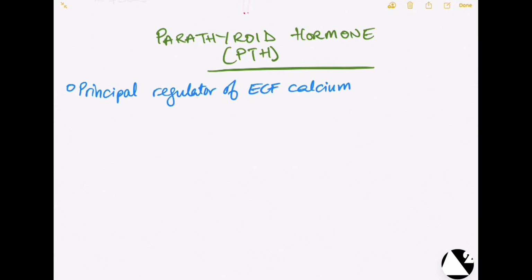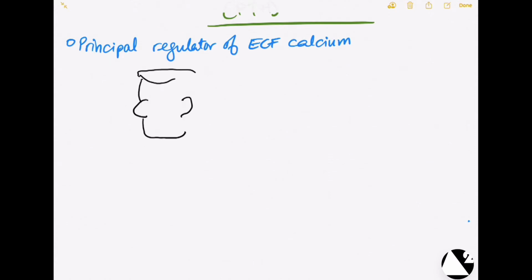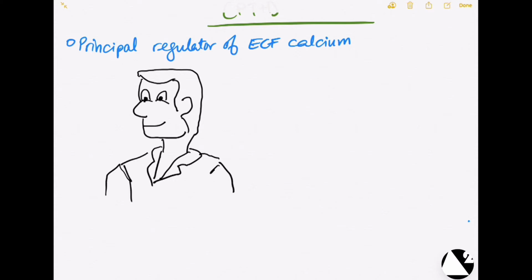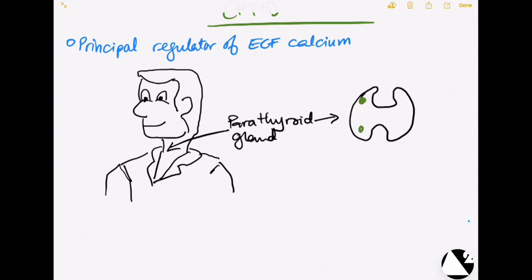The parathyroid hormone is a principal regulator of plasma calcium concentrations, and it is produced by the parathyroid glands. These are four rice-sized glands on the posterior surface of the thyroid gland. The parathyroid hormone is released in response to a decrease in plasma calcium ion concentration, or hypocalcemia.